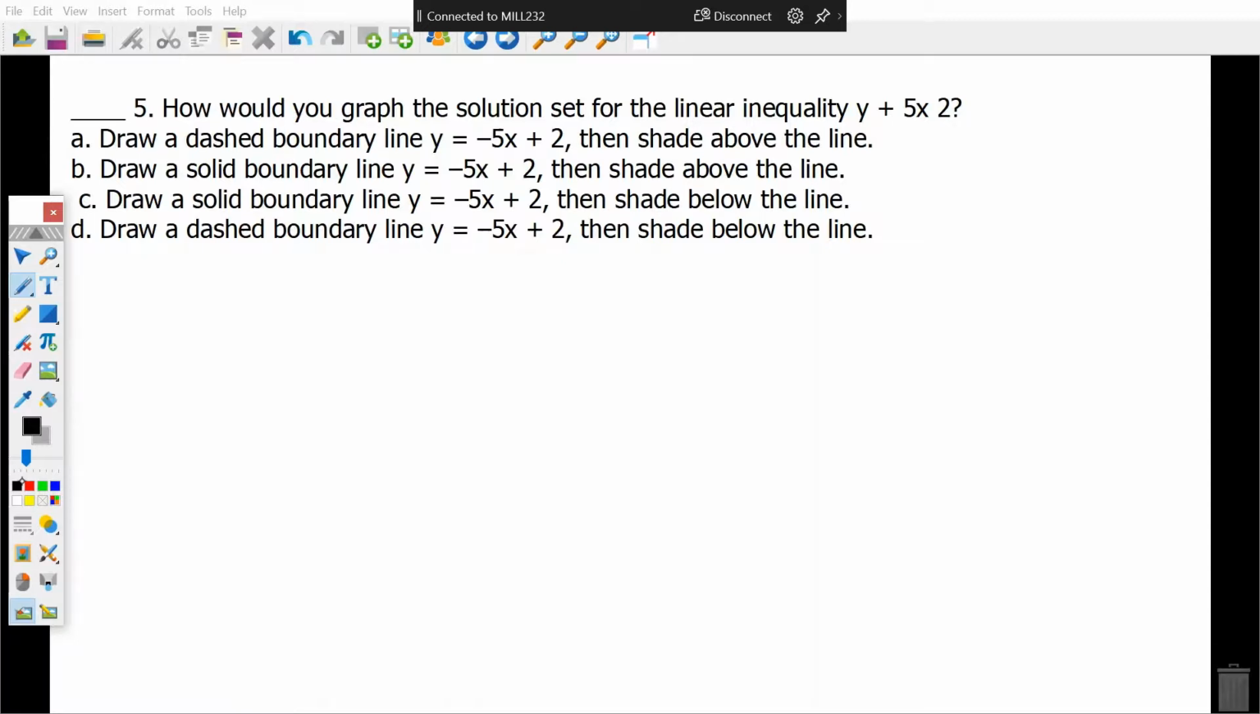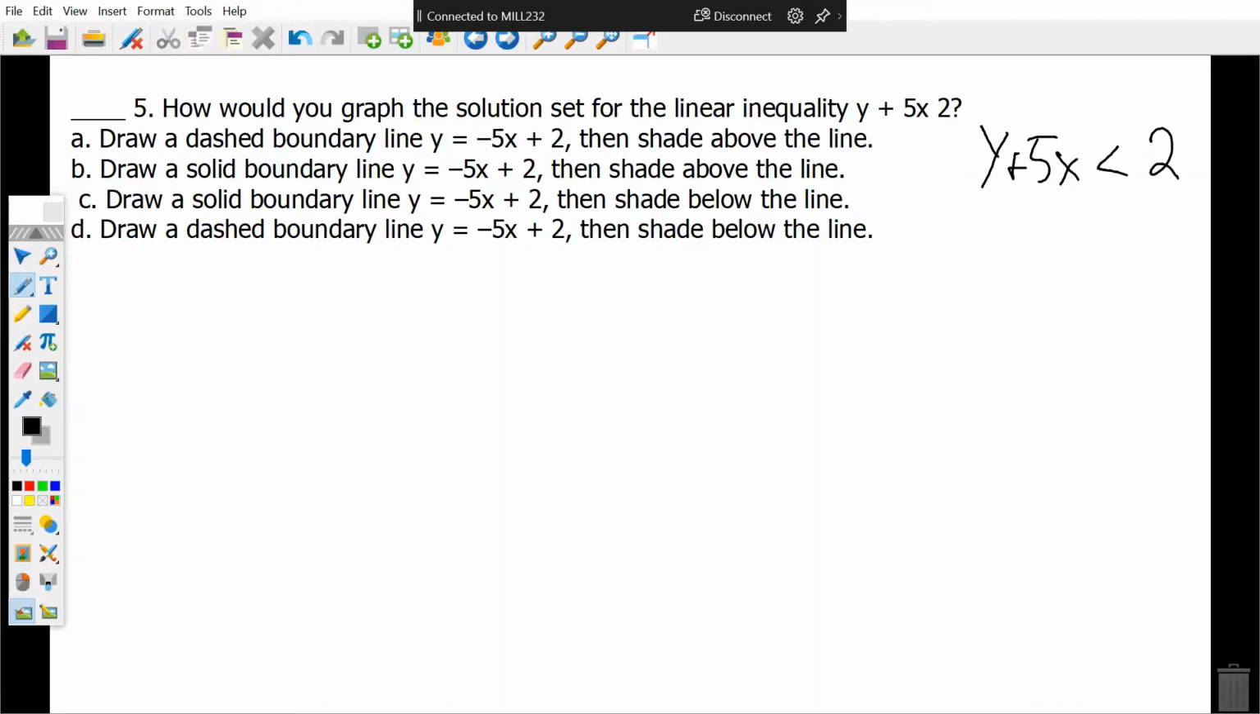I don't have the review up. We'll just put a line here. So this should say y plus 5x is less than 2. Okay. Again, I don't know why the inequality sign didn't show up when I transferred over here. It obviously shows up on your test. So let's pretend it says y plus 5x is less than 2.